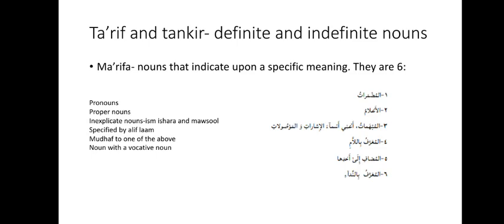So the first type of rule that we are going to go through are ta'rif and tankir. So this is regarding definite nouns and indefinite nouns. When a noun is definite, we could call it ma'rifa. Ta'rif is the root noun, which means to make something definite, and ma'rifa is the word which is used to call a noun definite. And there are 6 types.